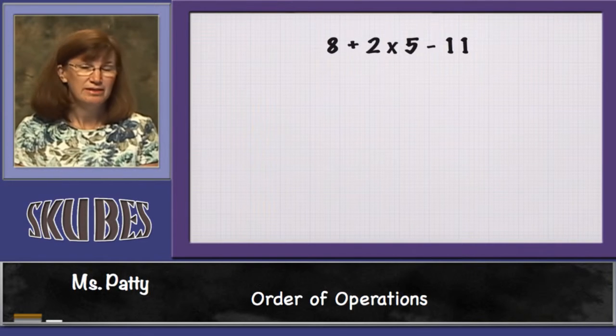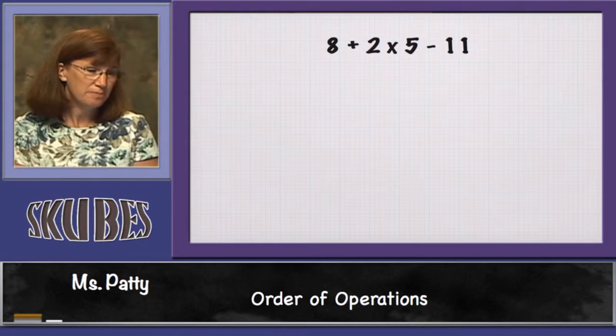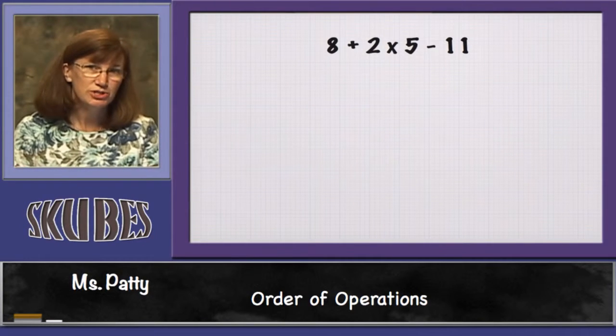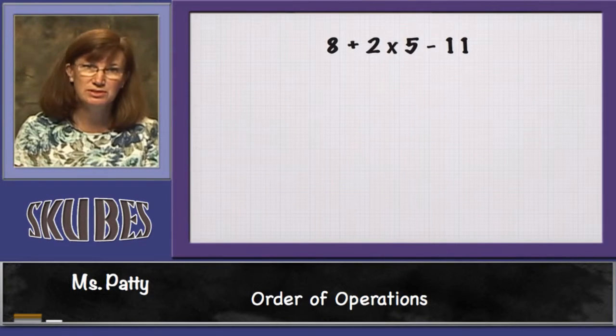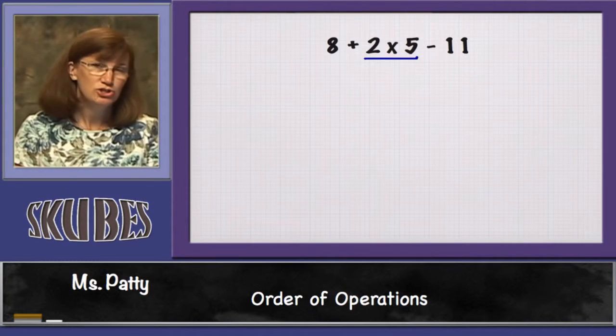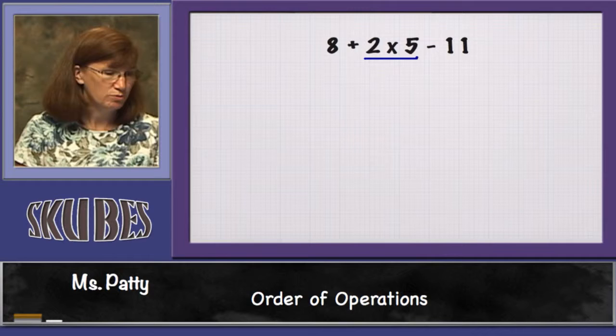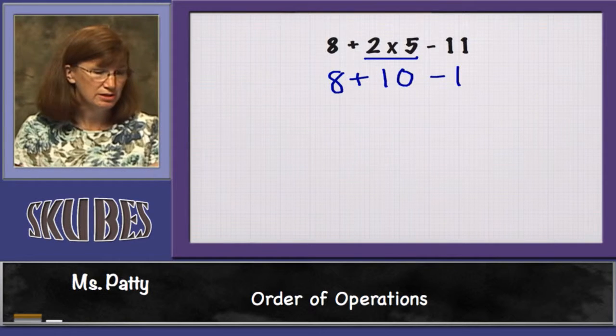Let's do a problem that has no braces or brackets, but it does have multiplication, addition, and subtraction. Using our order of operations, we must start with multiplication. Remember, we say, please excuse my. That's multiplication. So we must multiply 2 times 5 first. We can write the whole problem down as we're going and simply solve that as we go. We would say 8 plus 2 times 5 is 10 minus 11.